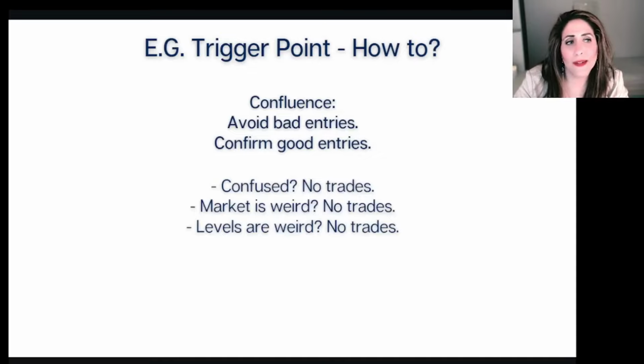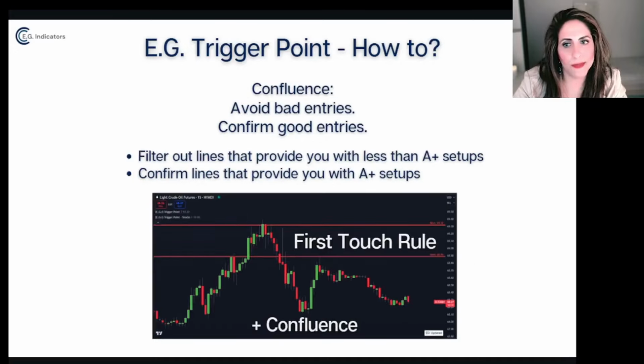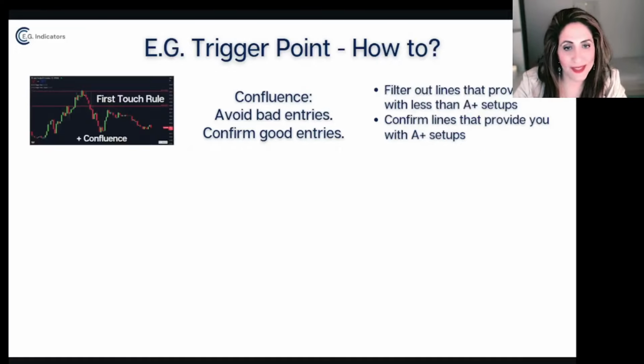This means that if you're confused, the market is weird, the levels are weird, no trades. So confluence can be either by filtering out lines without A+ setups, or confirming entries when you see A+ setups. Okay, so we consider the first touch rule complemented by a confluence method aiming to avoid bad entries and to confirm A+ setups.